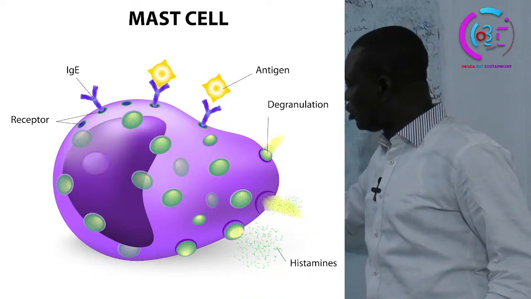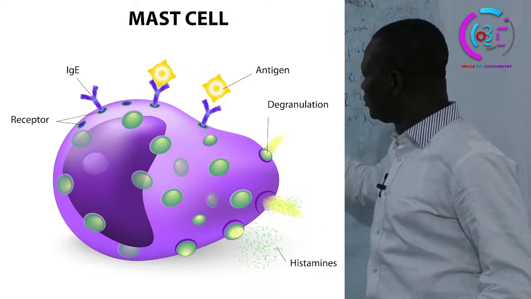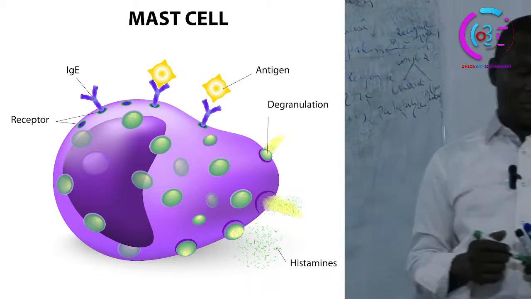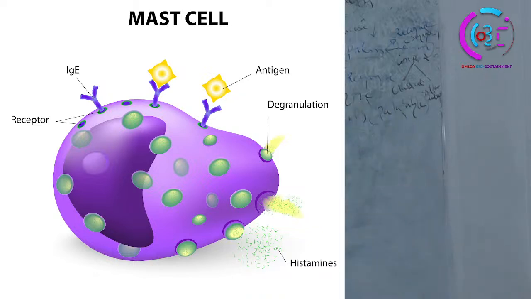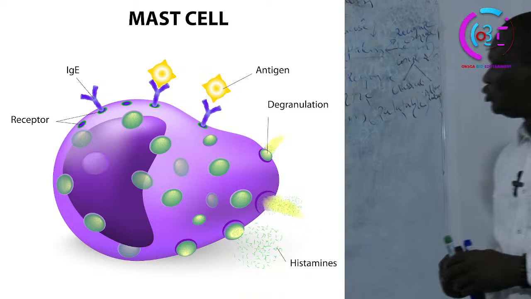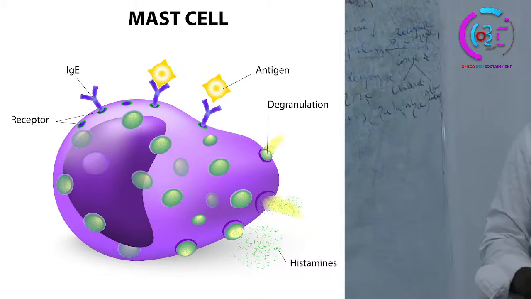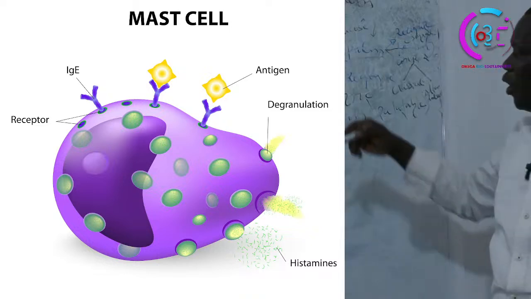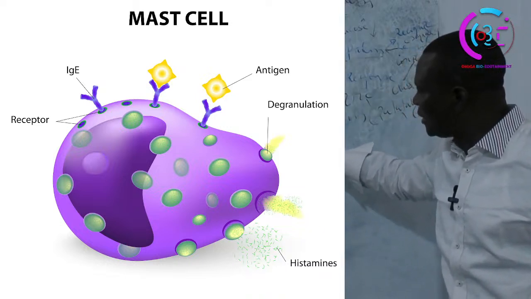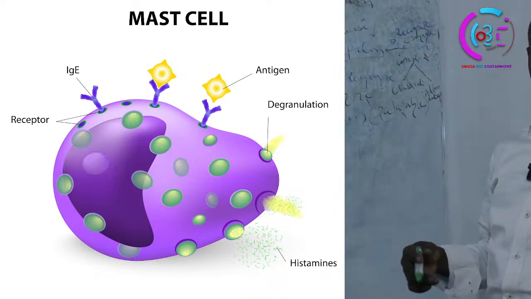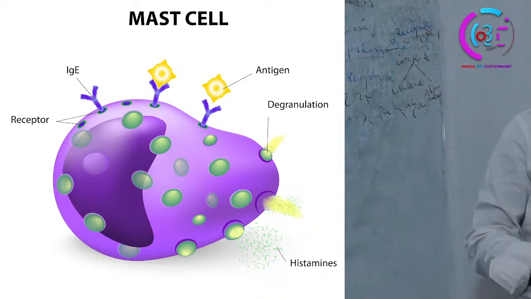Then apart from that, the mast cell will also activate TLR. TLR means toll-like receptor. So the mast cell will activate the TLR receptor. What will they do? They will make the membrane of the invading cell permeable to the host.